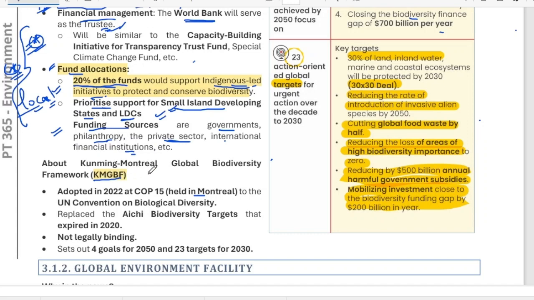So Kunming Montreal Global Biodiversity Framework, what is it about? It was adopted in 2022 at COP15 held in Montreal, that I already told you, and replaced the Aichi biodiversity targets which were expiring in 2020. It is not legally binding. This fact is very important. You must remember this one. Though the CBD is binding, these targets are not legally binding. Okay.